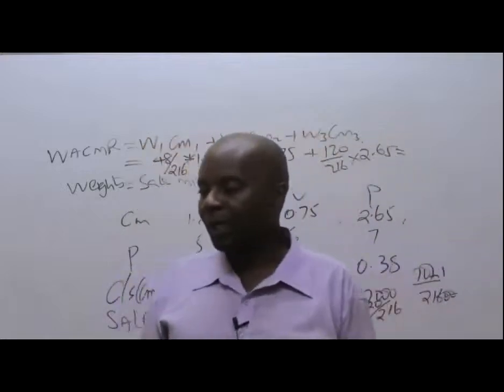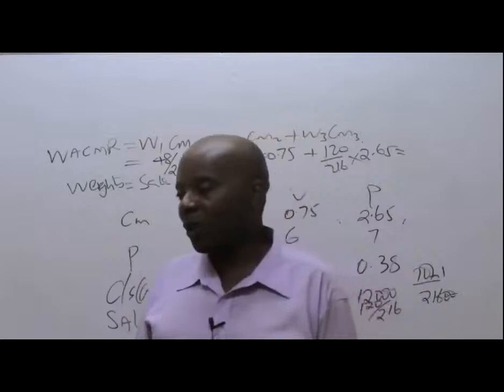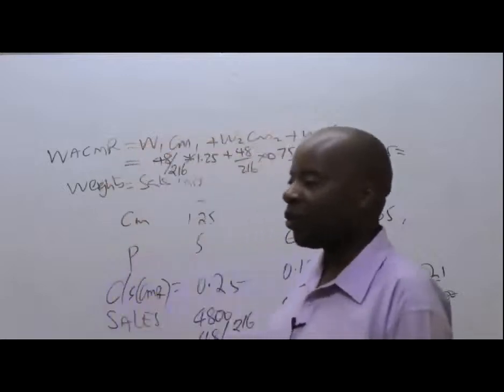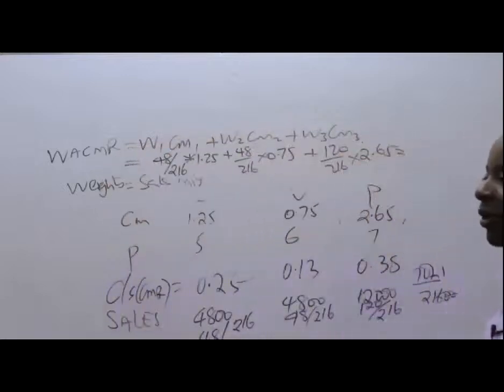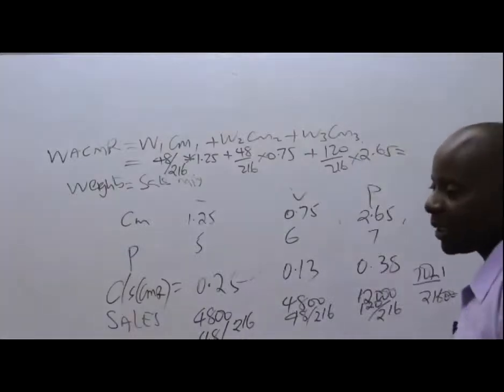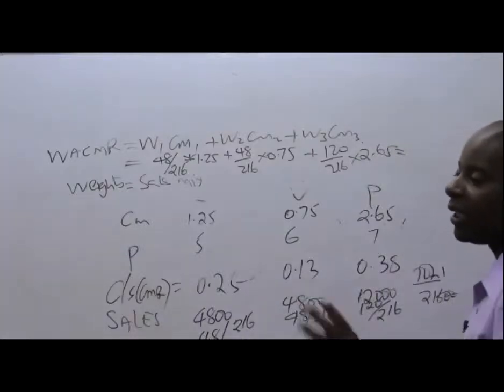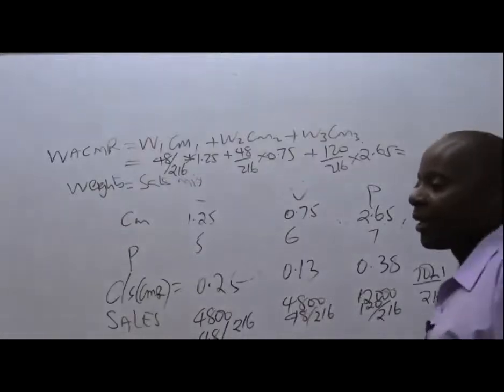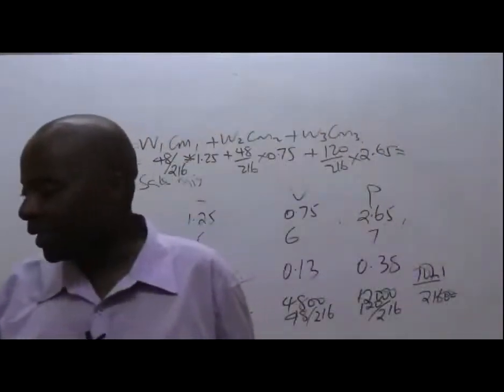So can somebody give me this working? What do we have, ladies and gentlemen, as my working? 2 decimal places will be sufficient, or say 3. Say 3. What do we have here as our working? Somebody.